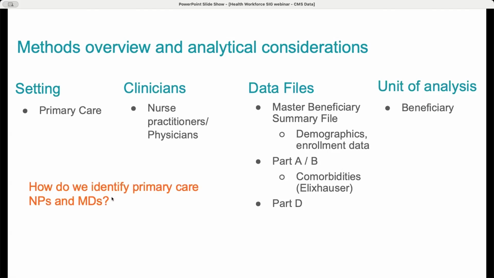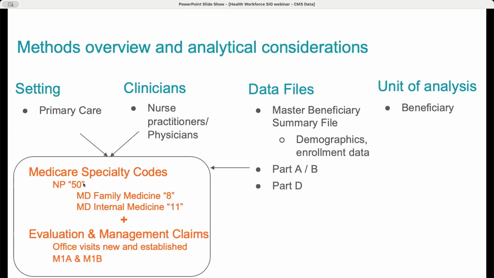So how do we then identify primary care NPs and MDs? What we will do is use a combination of Medicare specialty codes, which for NPs is 50, and for MDs, family medicine and internal medicine. And then we are also going to use the evaluation and management claims, specifically the M1A and M1B, which are the specific locations, office visits for new and established, the BETOS, and I forget what the BETOS stands for, Betsy? BETOS codes. Thank you, the BETOS codes, to focus on this combination of types of clinicians plus the setting, to the best we can, focus on primary care.